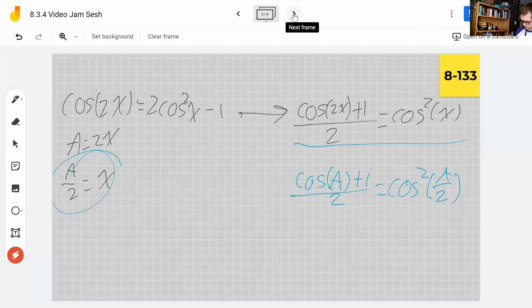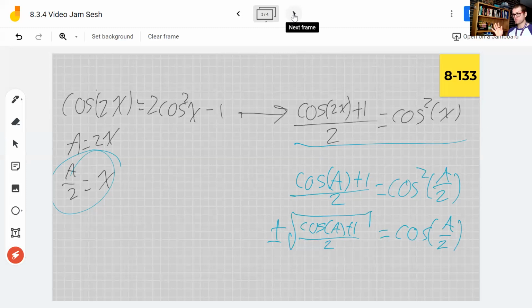To finish this off, we should just square root both sides. So we get plus or minus the square root of cosine of A plus 1 over 2 equals cosine of A over 2. So this is the half angle identity for cosine. Note there's a plus or minus out front.